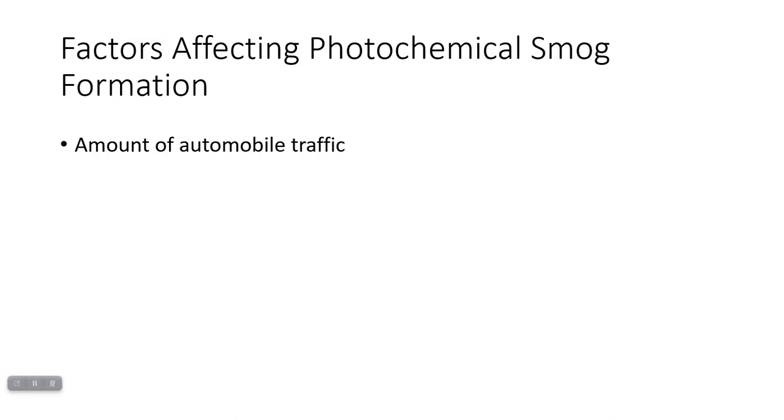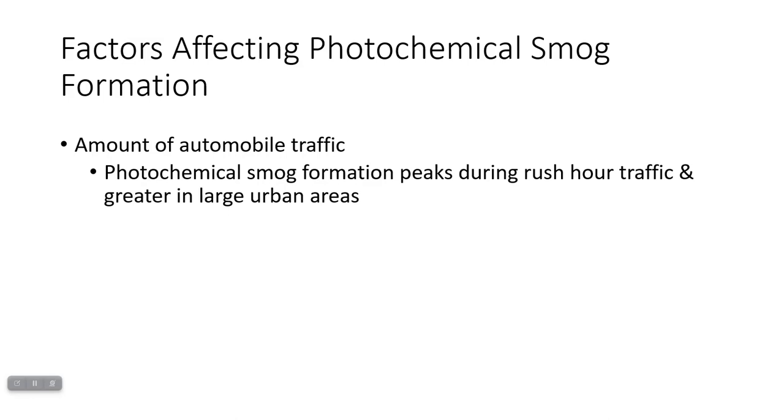Well, like I said, cars release a lot of the chemicals that contribute to the formation of photochemical smog. So, the amount of automobile traffic is going to be important. This means that photochemical smog formation is going to be highest during things like rush hour traffic when there are more cars on the road, and also going to be greater where you have larger concentrations of vehicles, like large urban areas. If you're out in the countryside, you're not going to have a high enough concentration of these chemicals being released from cars to create as much photochemical smog.